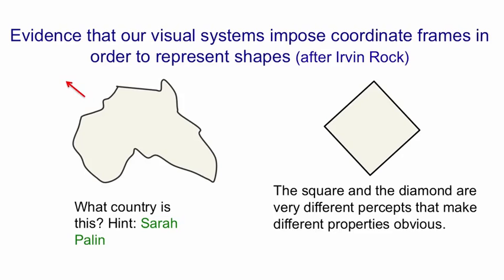These kinds of demonstrations are evidence that in order to represent shapes, we impose coordinate frames on them. Because when you're looking at that square or diamond, it's the same thing you're looking at, but the percept's totally different depending on what coordinate frame you impose.